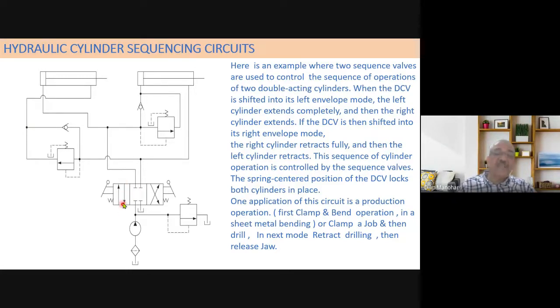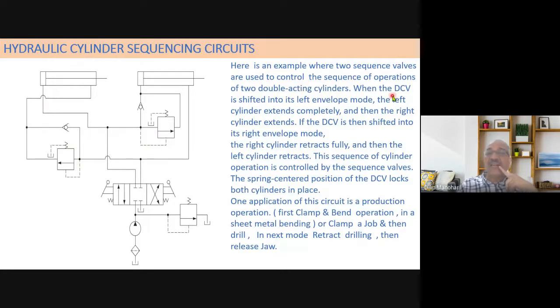When the left envelope is active, the pump flow will go from here to the left cylinder cap end. It will extend the cylinder on the left side. This flow will come back from the rod end. It will not go through this path because there is no pilot here, so it will go back to this side through the check valve. Let us see, I'm slightly confused.